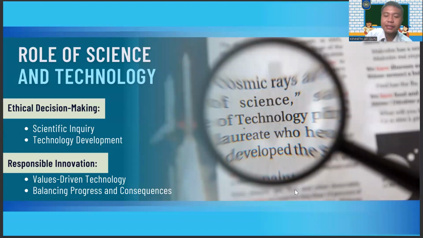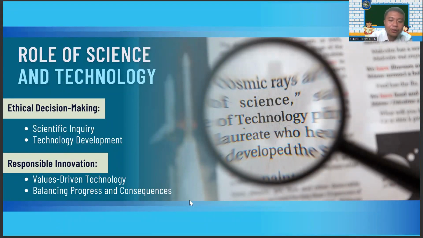So the role of science and technology includes ethical decision making. Scientific inquiry, or the scientific pursuit of knowledge, encourages curiosity, critical thinking, and evidence-based reasoning. Values education ensures that students consider ethical implications while conducting experiments, analyzing data, and making scientific decisions. Another is technology development. When creating new technologies, ethical considerations are paramount. Students learn to weigh benefits against potential risks, considering societal well-being, environmental impact, and privacy concerns.